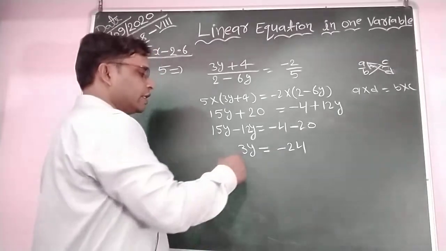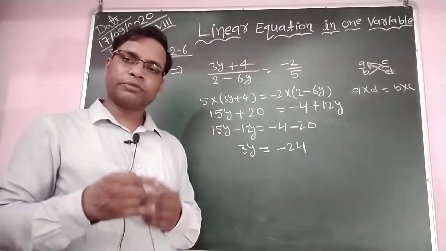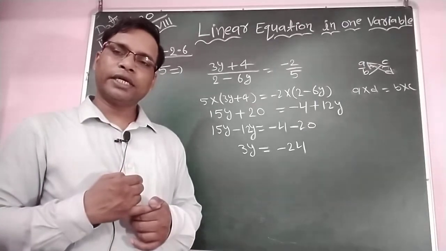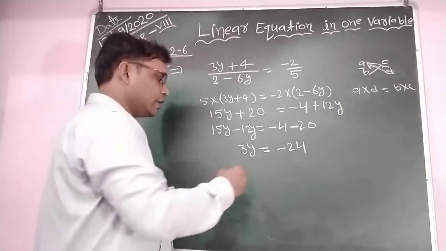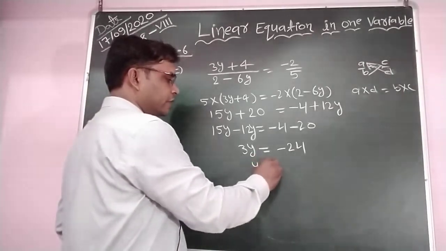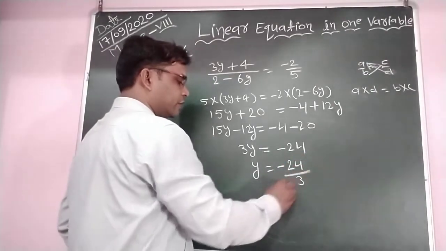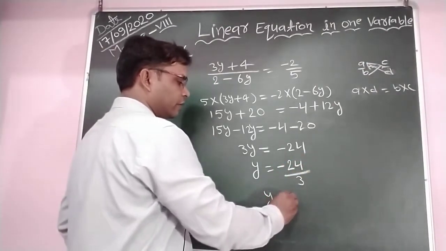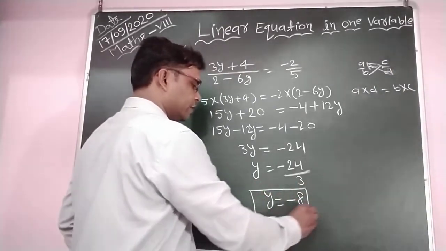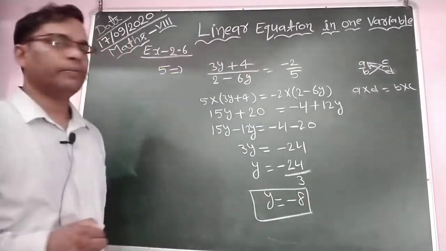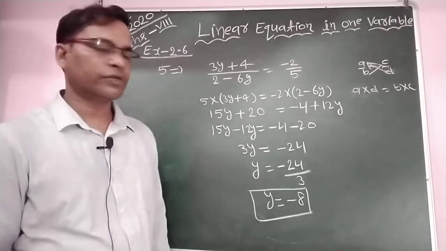Or you can see in the left hand side y is multiplied by 3, so we transpose this 3 to the right hand side, then minus 24 divided by 3. So here we have y is equal to minus 24 by 3, y is equal to minus 8. Clear? y is equal to minus 8. So students, I think all of you understood this question.